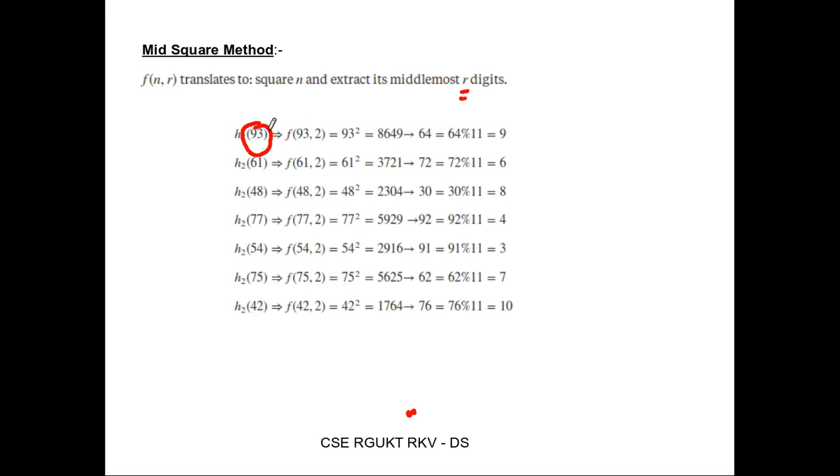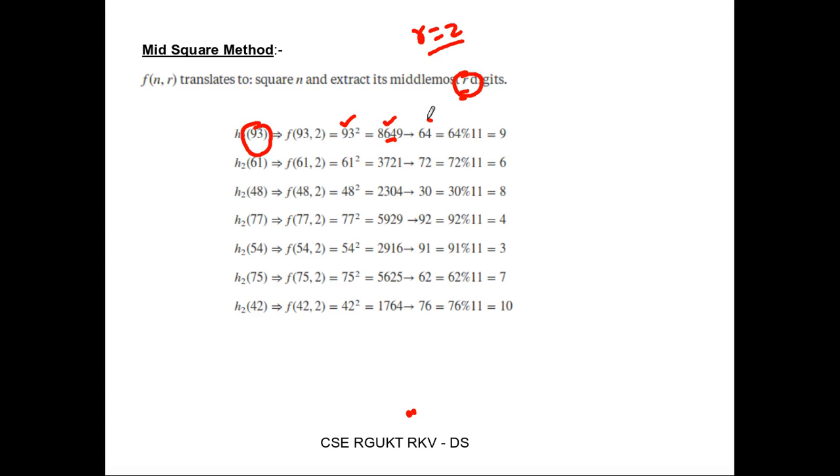You want to store element 93. First you square 93, that is, you apply the square operation. 93 squared is 8649. In this 8649, you take the middlemost r digits. Here the value of r is 2 for us, so we consider only the middlemost two digits of the squared number. So given a key, given an element, we square it and we take the middlemost r digits of that number.